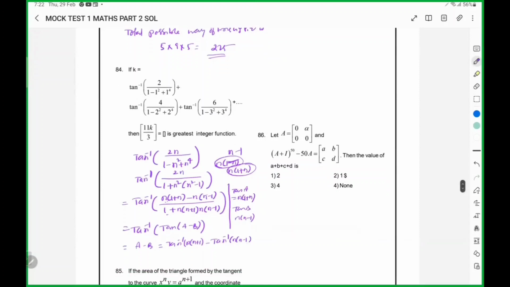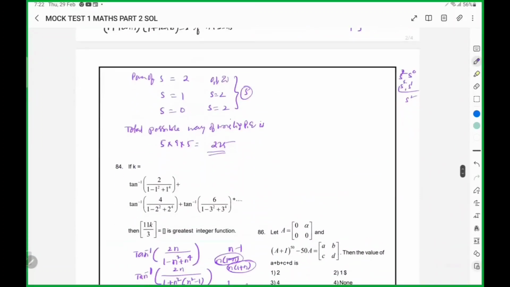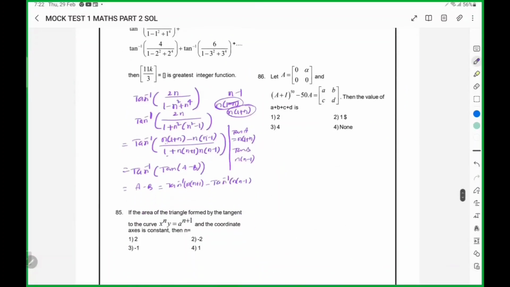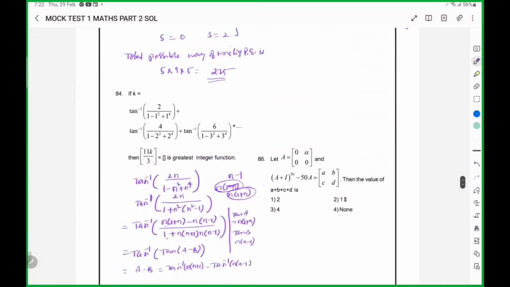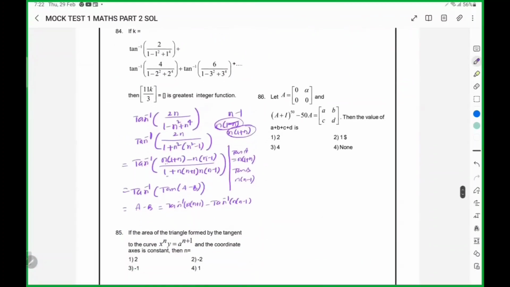Here it's infinite terms. Put n as 1: tan inverse 2 minus tan inverse 0. n as 2: tan inverse 3 minus tan inverse 2. Like this, all terms get cancelled. The ending term remains.